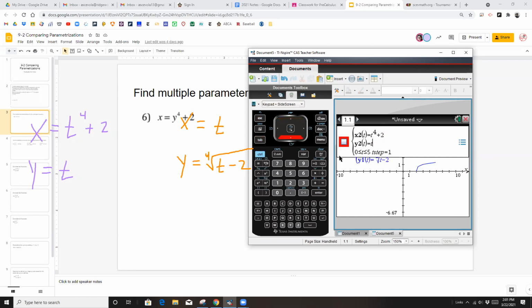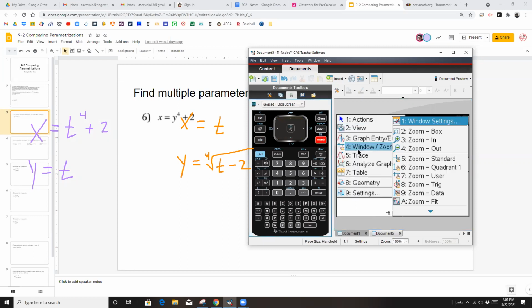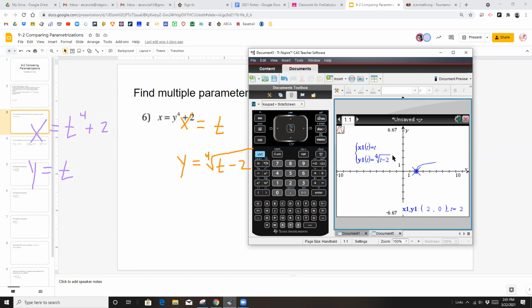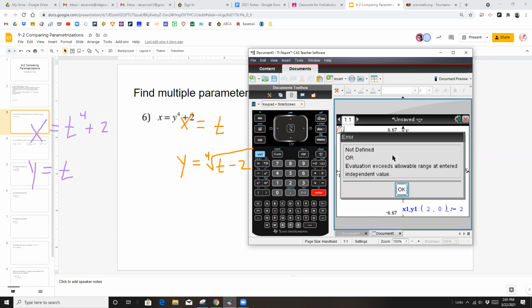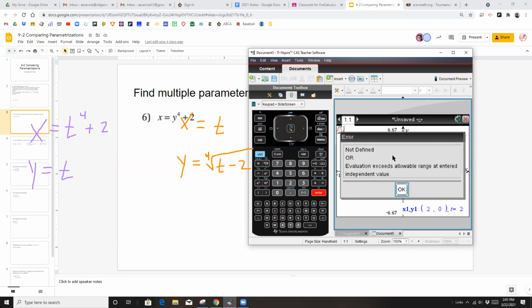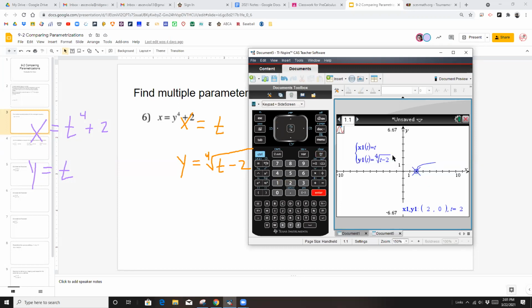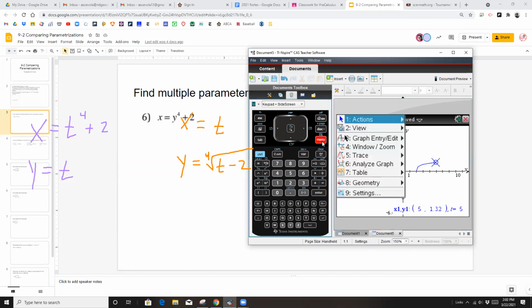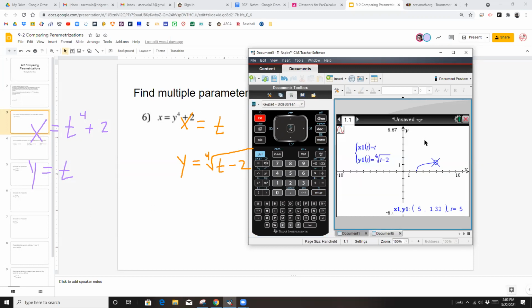It only goes till that point because once t equals 5, that's the last point that we'll have on the graph. So it gets t equals 0, not defined, t equals 1, not defined, t equals 2 has the point 2 comma 0, t equals 3, t equals 4, t equals 5. Now for the other one that we set the same parameter for, we'll click that on, click that off.